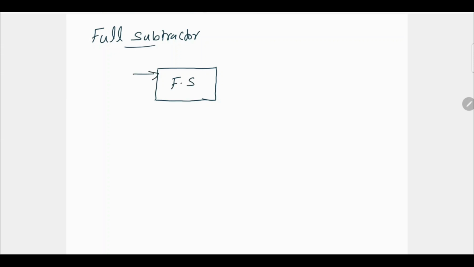In this session, we will see about full subtractor. A full subtractor is a device having 3 inputs. So, this is full subtractor. We will be having 3 inputs A, B and B in, borrow in. And it produces 2 outputs, namely the difference, D is the difference, and a borrow out.